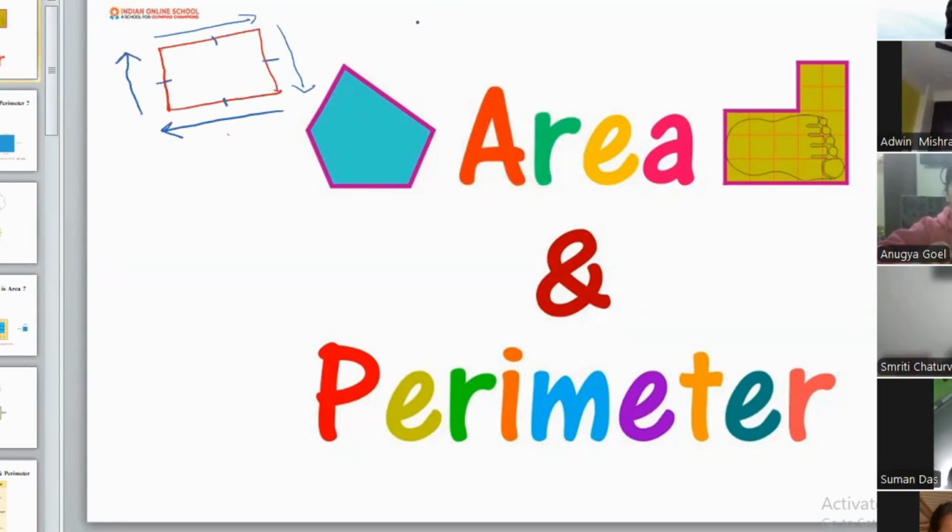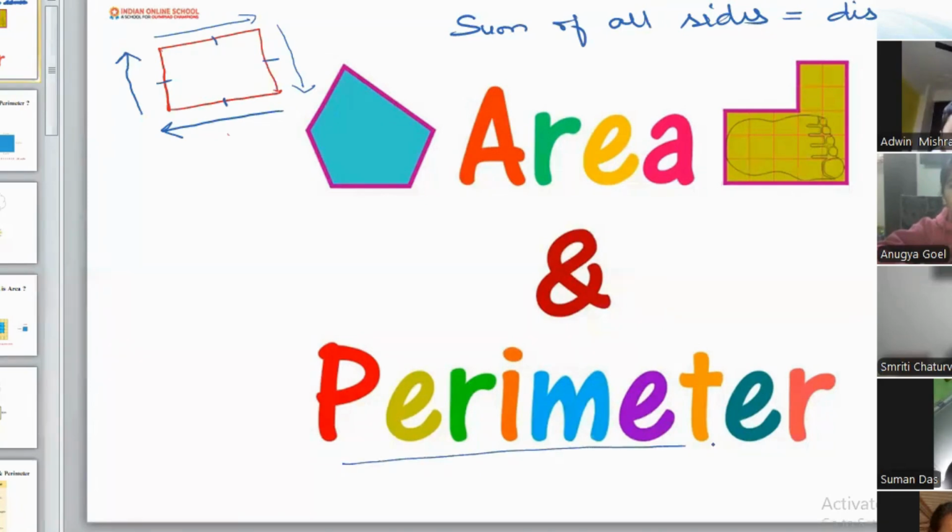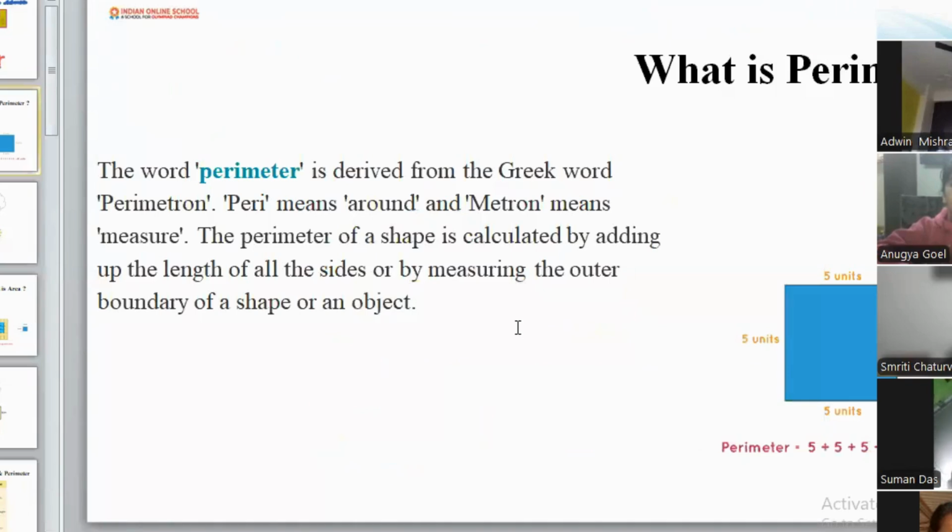So for finding the total distance, how much distance you have covered, you will just add all the sides. Correct? For that, you will find the sum of all sides, and from this you will get the total distance you have covered. And how are you finding the total distance? By adding all the sides. And this total distance, in the language of mathematics, is known as perimeter. Understood, everybody? What is perimeter?